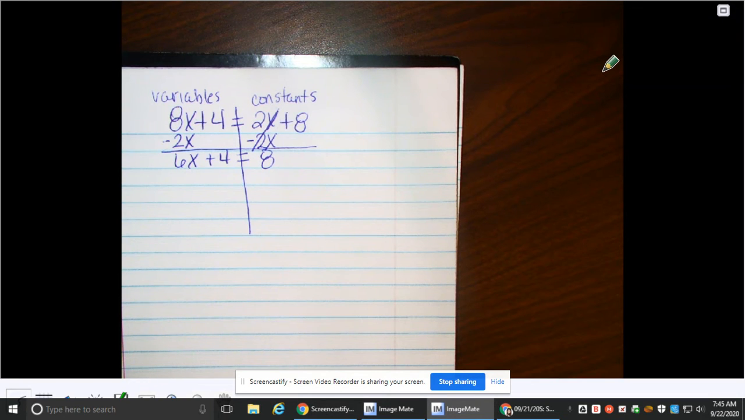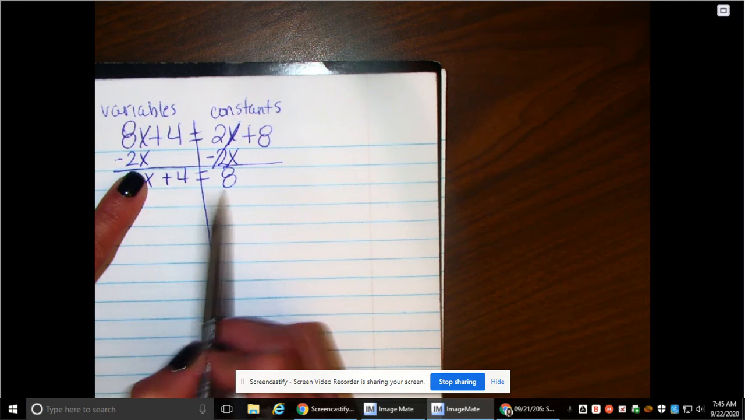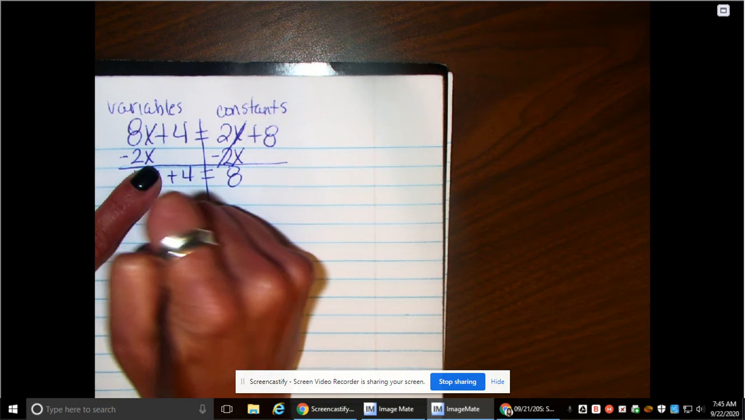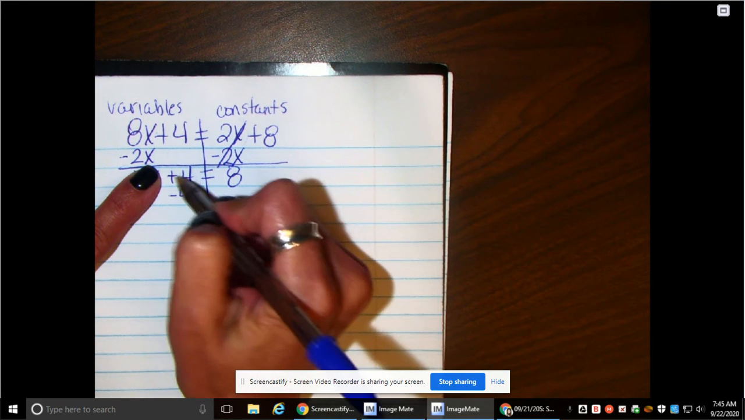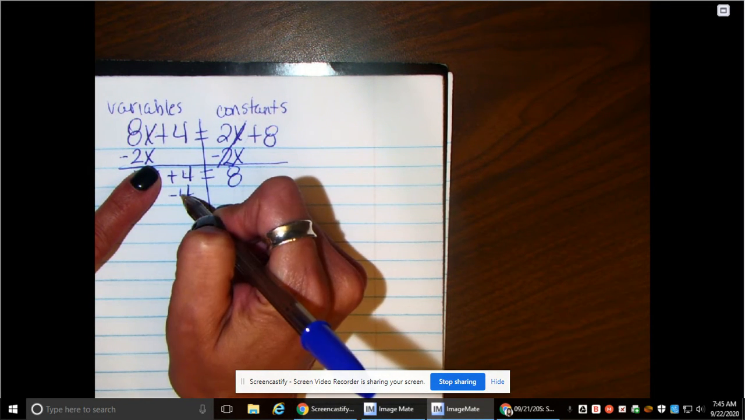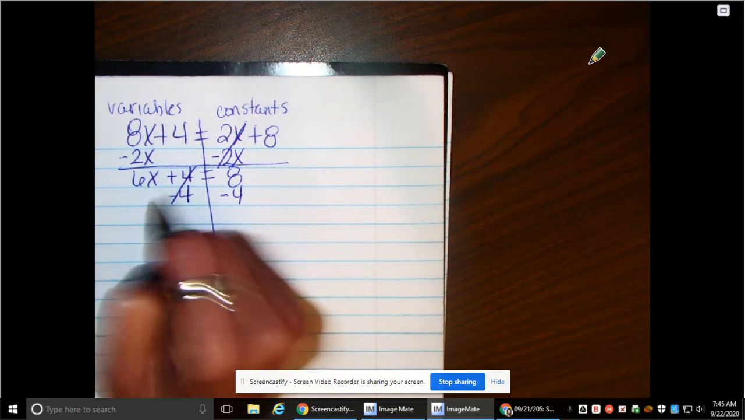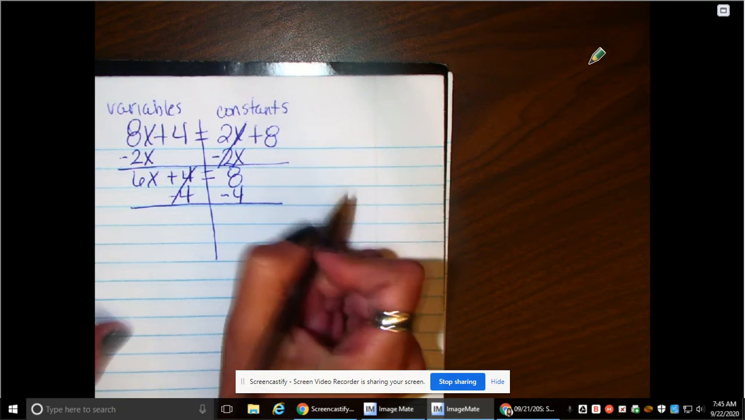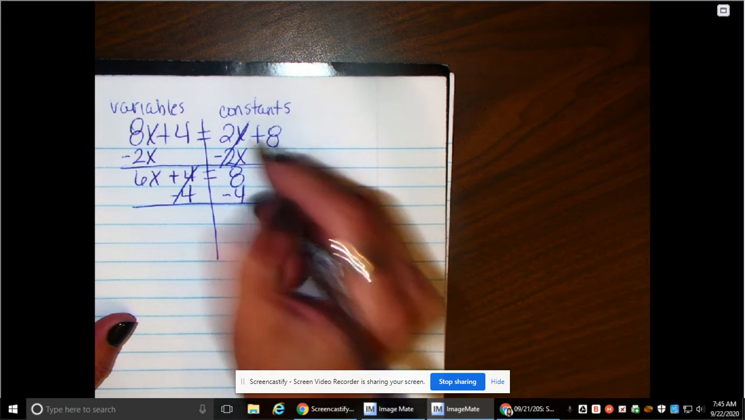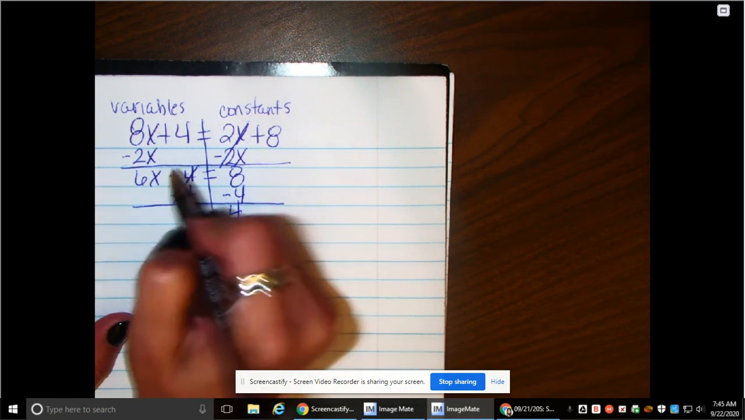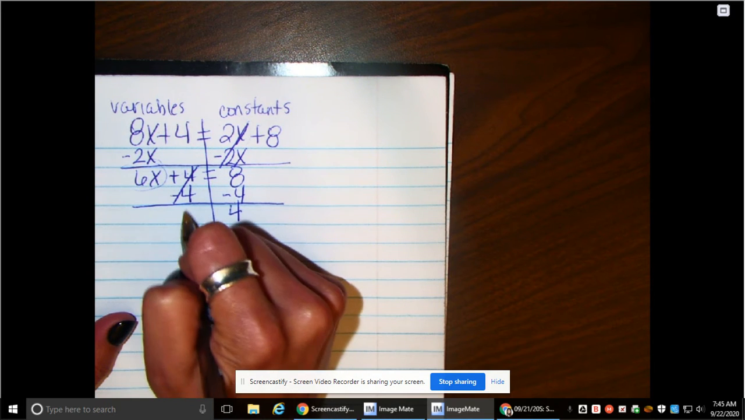So to do that, I have this positive 4 that needs to move over. I'm going to subtract 4 because a positive 4 and a negative 4 will cancel each other out. I'll also subtract 4 on this side. 8 minus 4 is 4. All I have left over here is 6x.